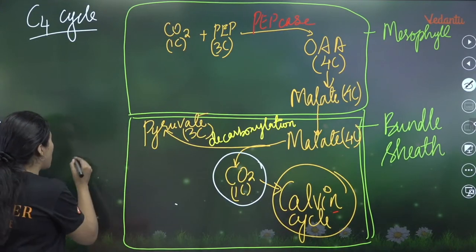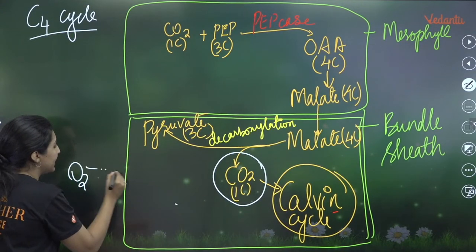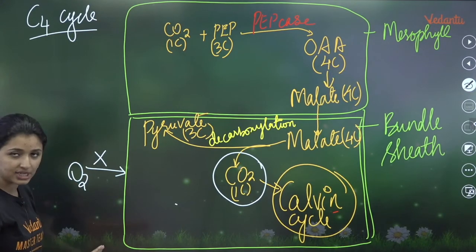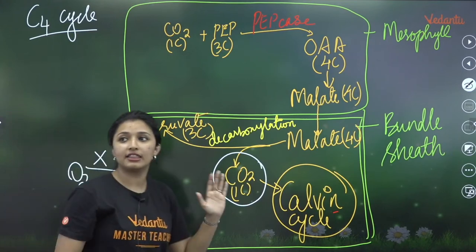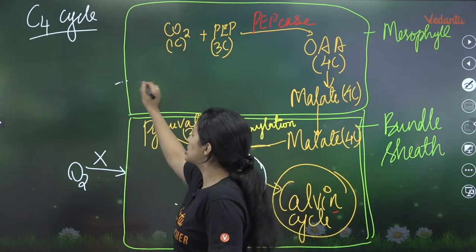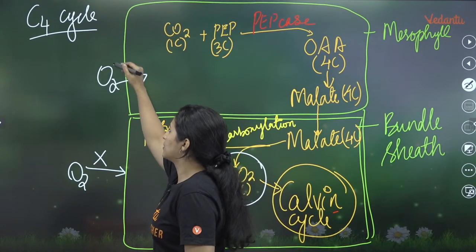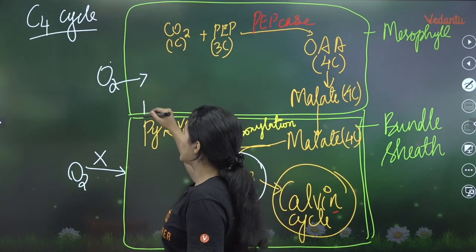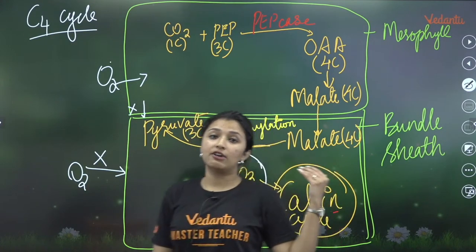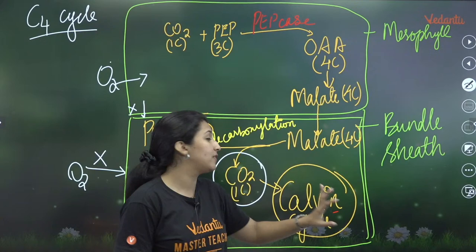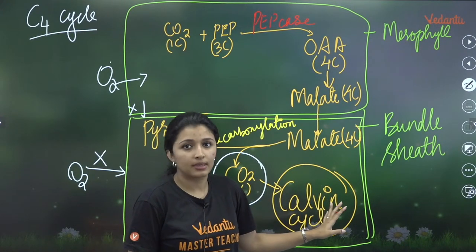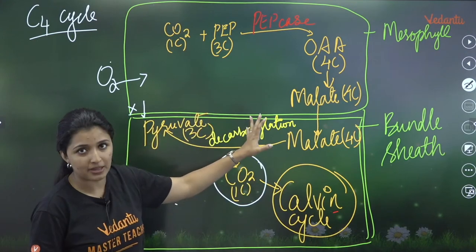Because oxygen is there outside, it will not be able to enter. In bundle sheath cells, they have a very thick wall, they will not allow oxygen to enter. But in mesophyll, it can enter. Here, it cannot enter. So, if oxygen is not there, Rubisco will fix carbon dioxide properly, and they will make glucose. That is why we are having the C4 pathway.